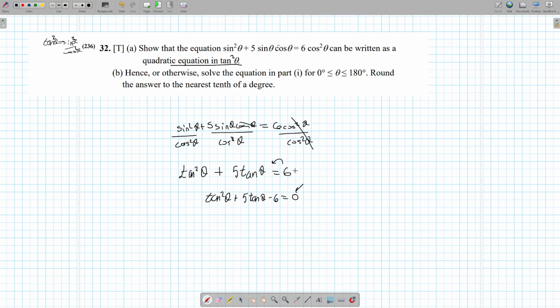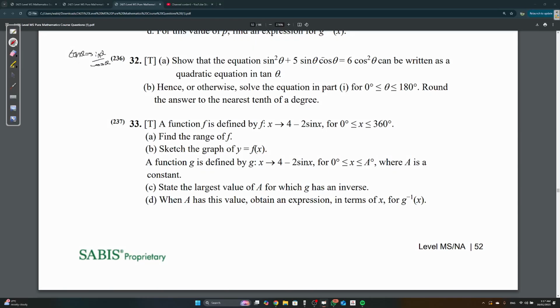So this is a quadratic equation. Now of course, solve it, right? Let's take it down here. We got tan squared theta plus 5 tan theta minus 6 is equal to 0. If you factor this, you're going to get tan theta, which numbers multiply to get 6 but subtract to get 5? 1 and 6. So 6 tan theta and 1. Plus goes to the bigger number, minus goes here.